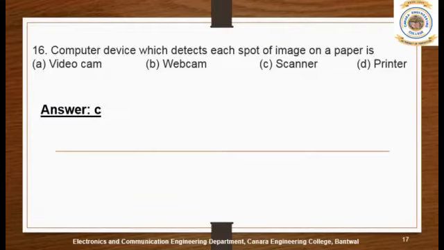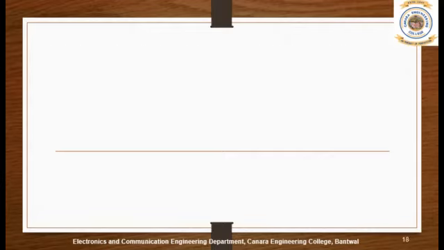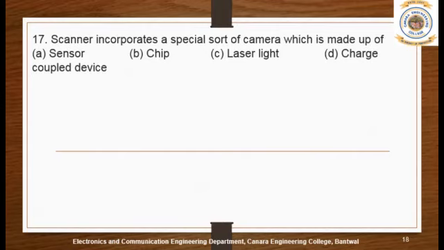When we consider scanning of a document, we look at the image from a paper captured by the device. A scanner incorporates a special sort of camera made up of either a sensor chip, laser light, or charge coupled device. Normally, a scanner uses a CCD, that is charge coupled devices, which are used nowadays. So that is the CCD.